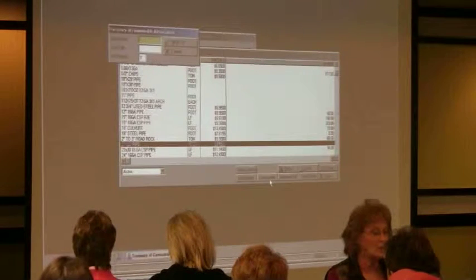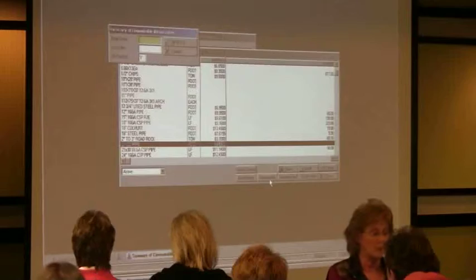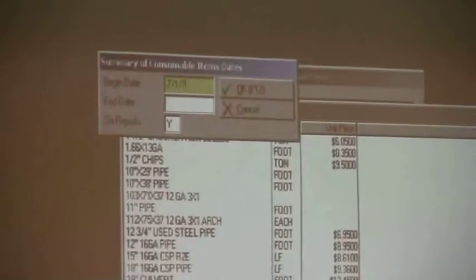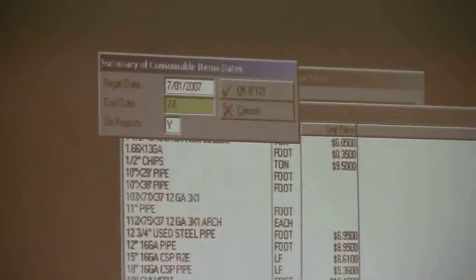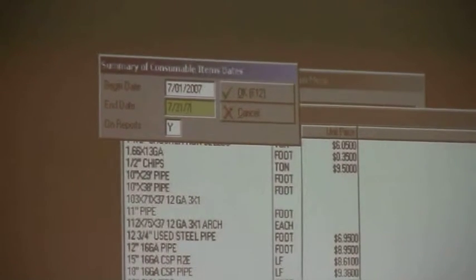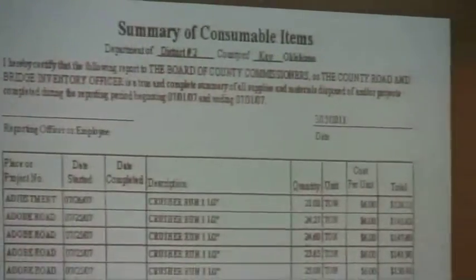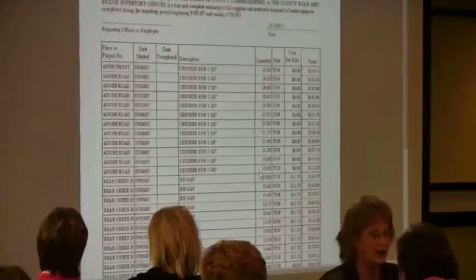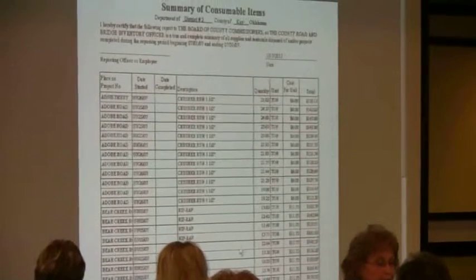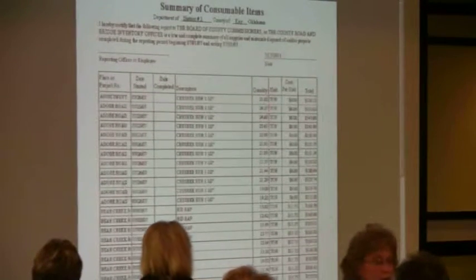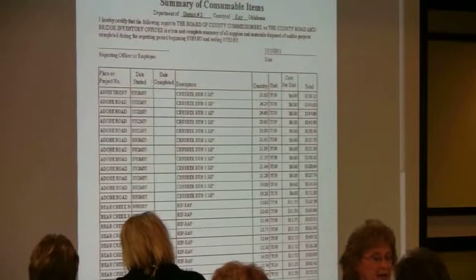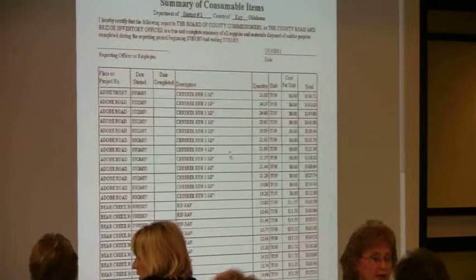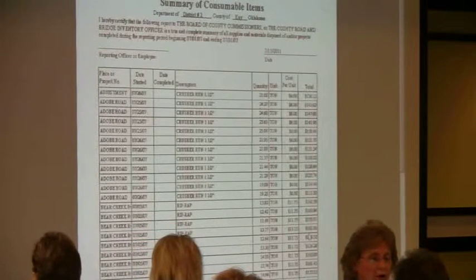Consumable item report is a report that will give you everything that you've done within a date range, and where it has gone to, the date. These are projects, what you've taken to that project, and what the cost is.